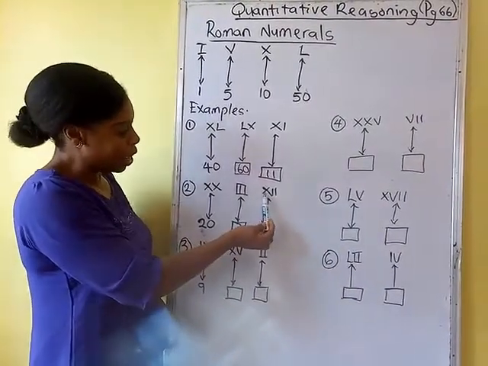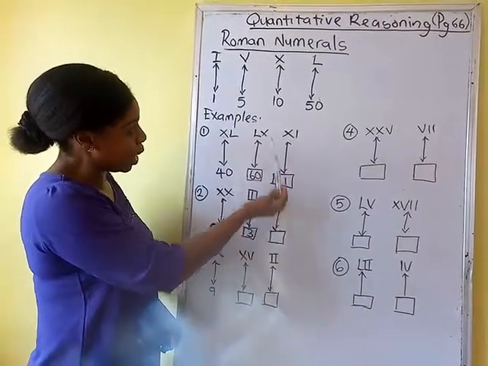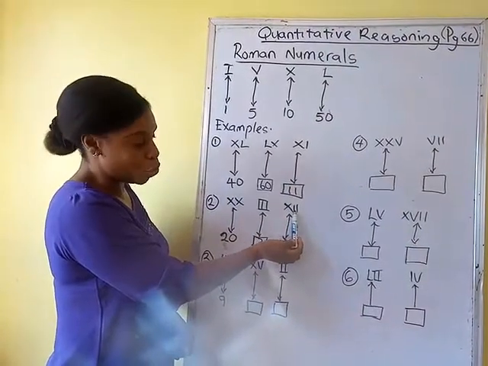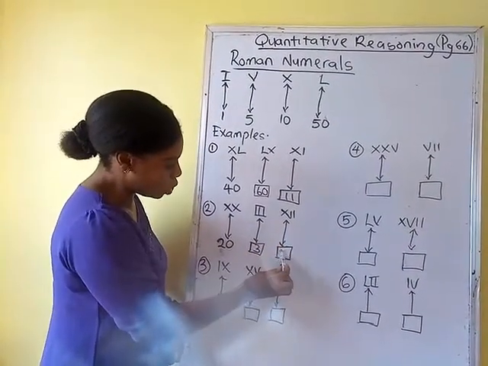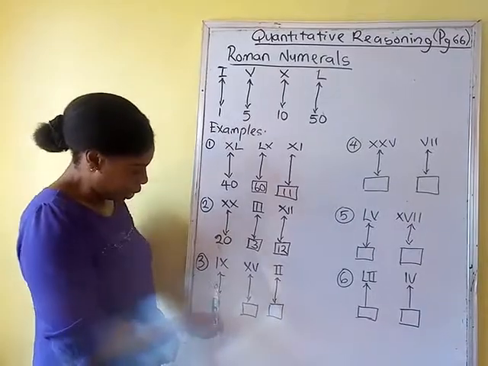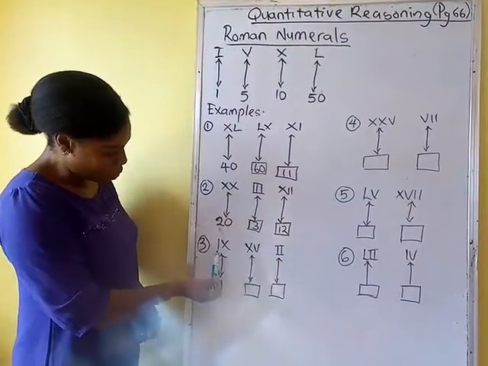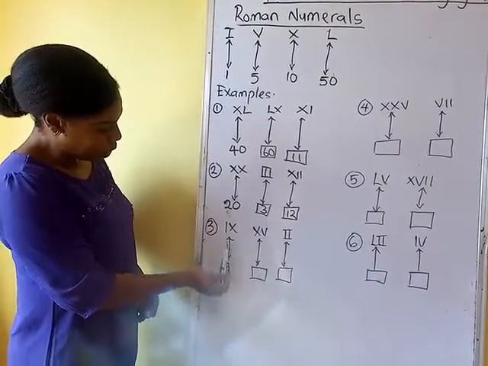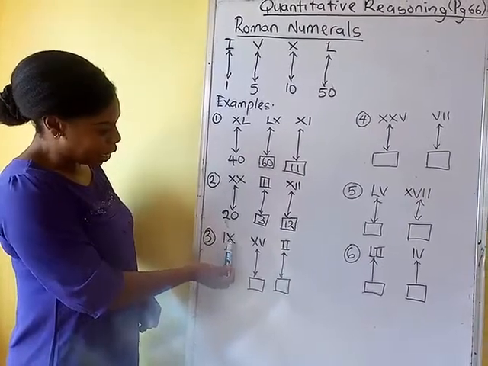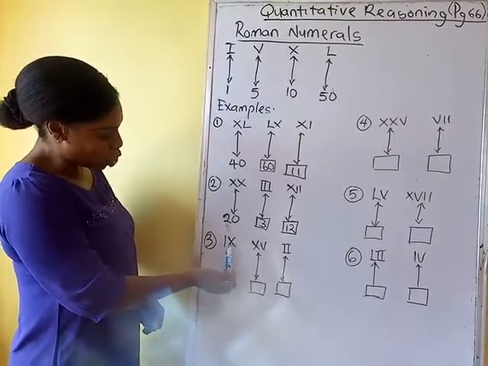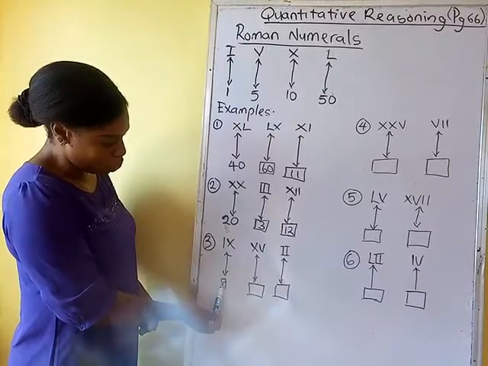Here is another symbol. X is 10. I is 2. 10 plus 2 gives you what? 12. And here is a number here, and you have to look for what it represents. 9. 1 is smaller than 10 because it's on the left-hand side. So it's going to be 10 minus 1, giving you 9.